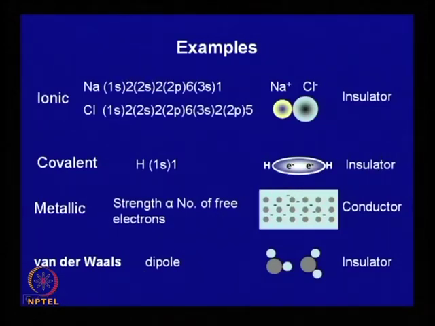Apart from this, you have a relatively weak bond called van der Waals bonds. In many of these cases, the charges are not distributed symmetrically. Even if you look at the chlorine atom, you have a nucleus and electrons moving around. The center of that electronic charge and the center of the nucleus may not coincide, leading to the formation of a dipole.